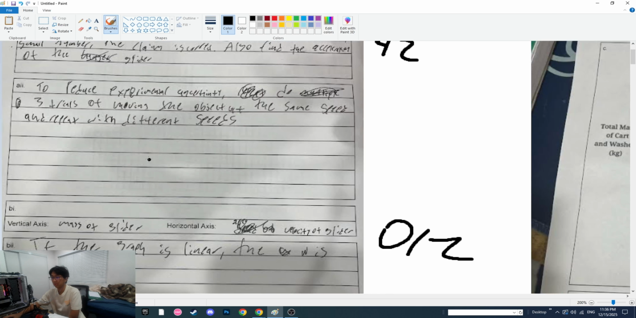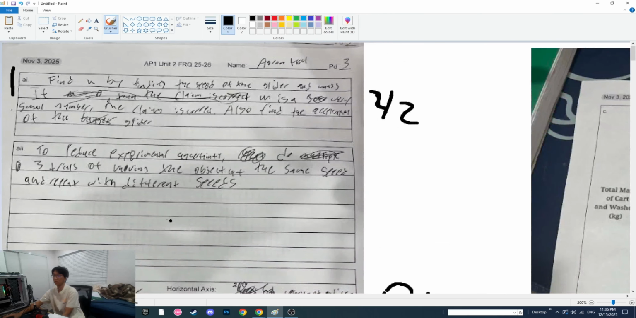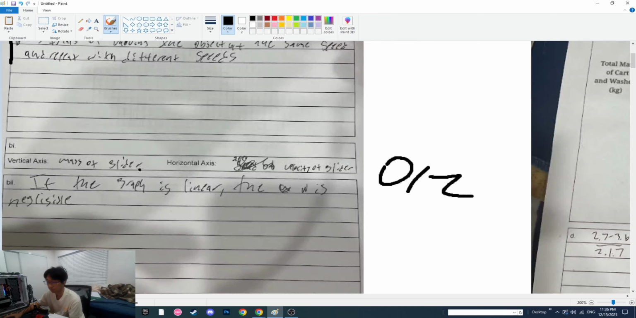And for this part, we need to describe a method to reduce experimental uncertainty. So I just said we could do 3 trials using the same speed and then repeat that multiple times with different speeds. I give myself a point for that one.